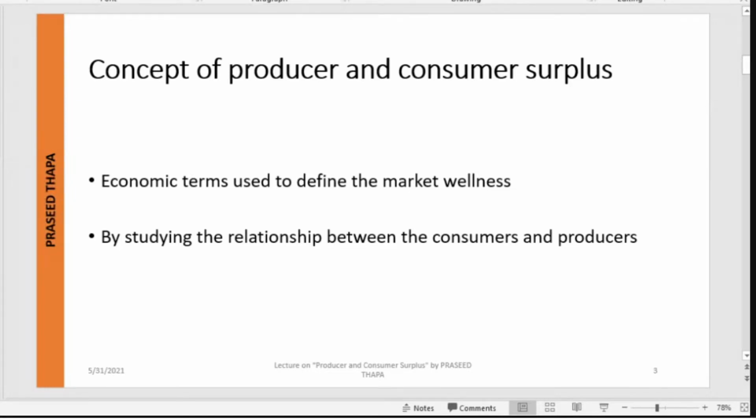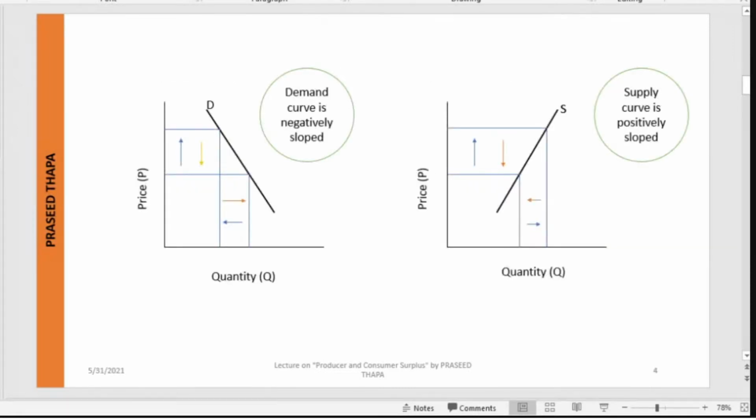But we also know that the concept of market equilibrium is entirely based on the concept of demand and the concept of supply. We will see the supply curve and the demand curve here very quickly, okay? Then I will move towards the market equilibrium. Now see here, the graph. We know that demand is negatively sloped. It means that there is an inverse relationship between the price and quantity.